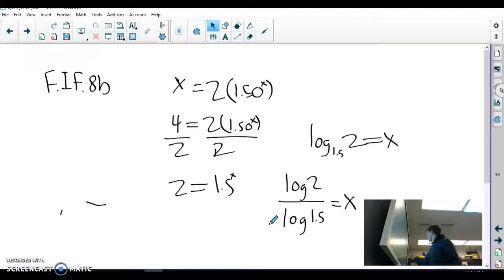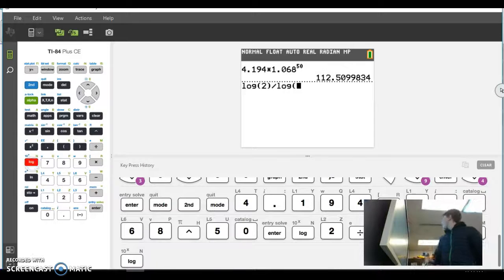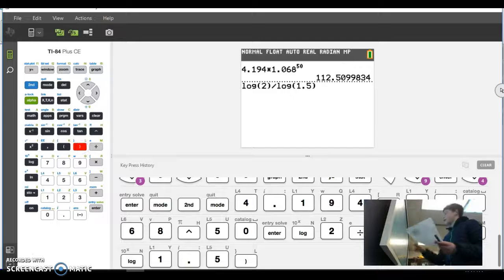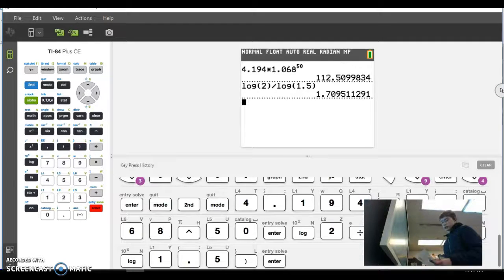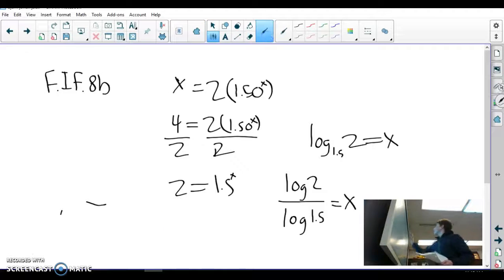Alright, it stopped recording, but this equals x. So first you do log of 2 divided by log of 1.5. And then you enter that, and it equals 1.7. You can round it to thousandths, but about 1.7 equals x.